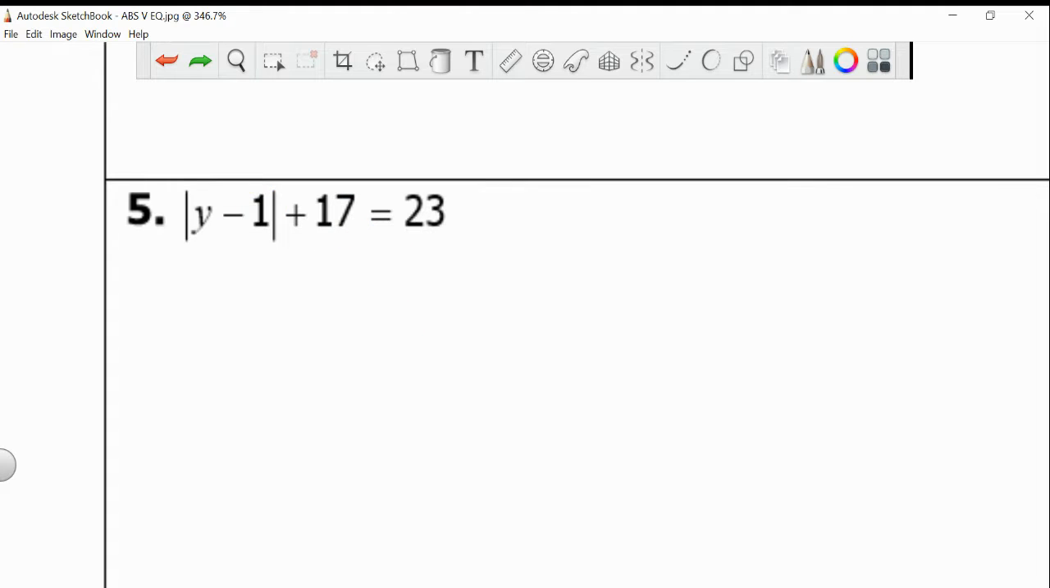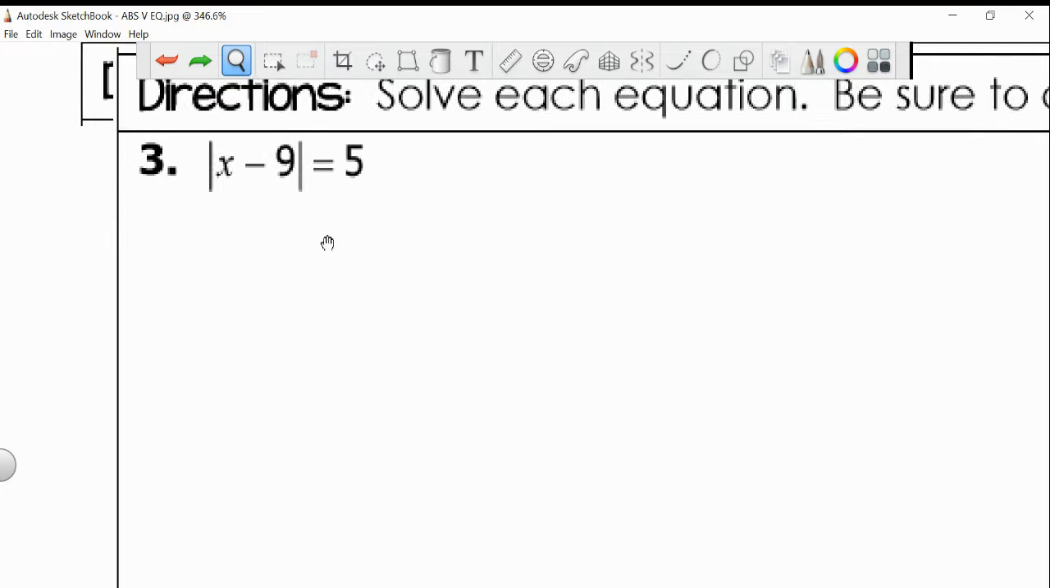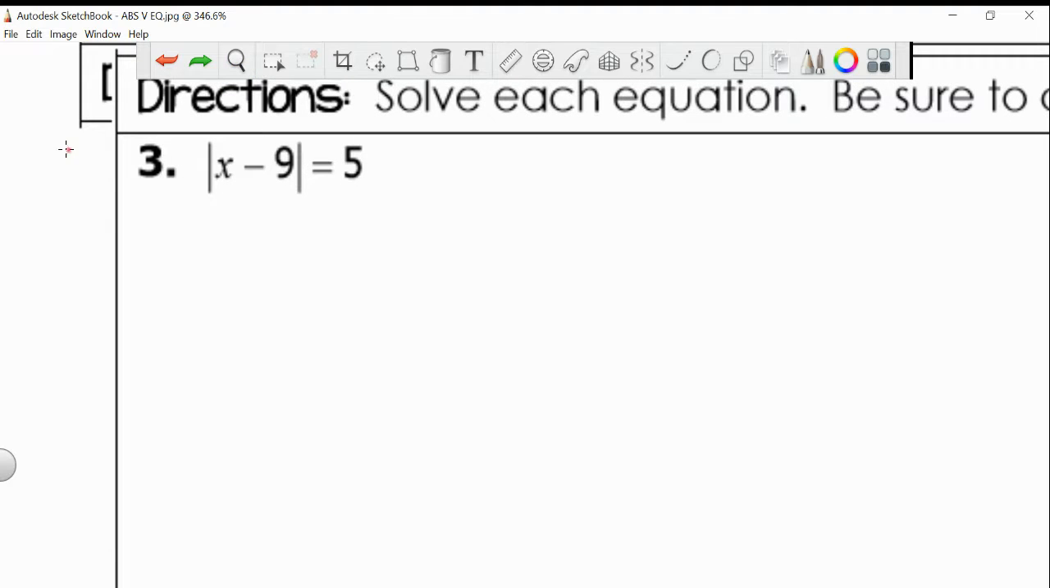Okay, so step number 1 is really easy, especially for a question like number 3, because it's already done. It's already isolated. We're happy. Okay, now, here's where you got to kind of get big brain for just a second. Okay, what is this? And then taking the absolute value of that equals 5.